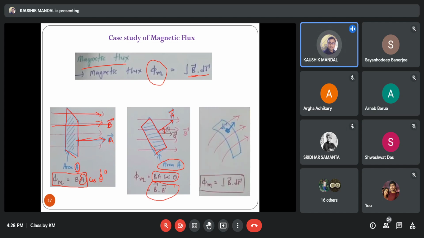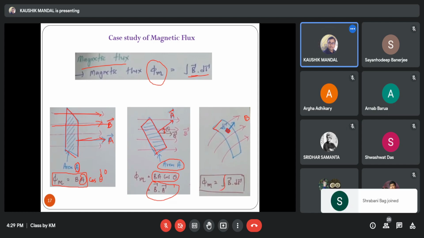Next, if we consider this type of magnetic field distribution and this type of curved surface, how can we find out the magnetic flux? The procedure is the same. Under the magnetic field, we are considering some curved surface. As the surface is curved, instead of considering the entire surface, we have to consider a differential surface ds. Then how can we find the magnetic flux? That will be the integration of B dot ds.